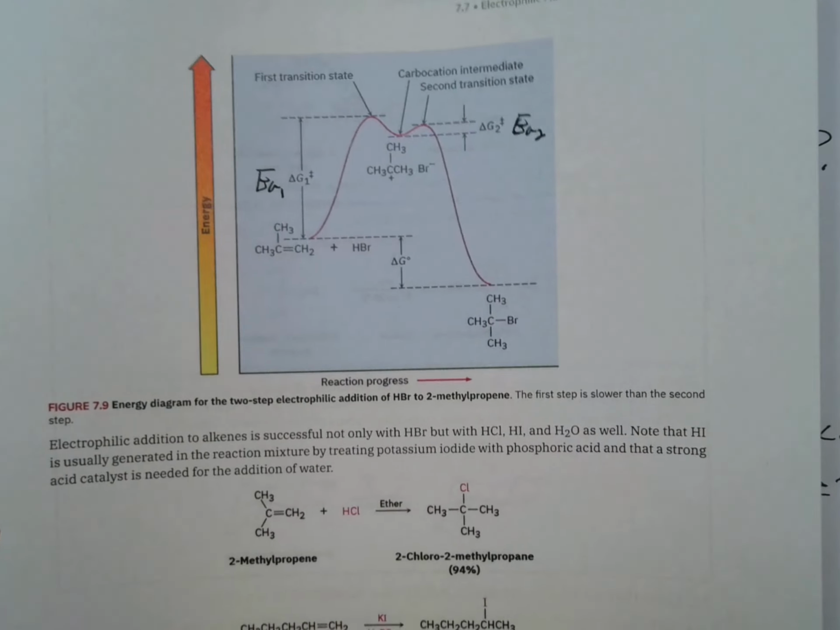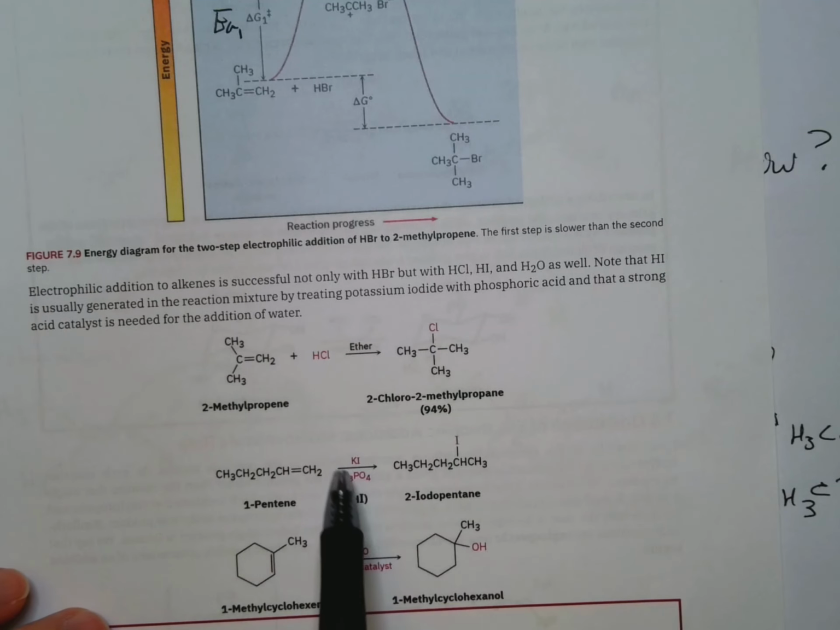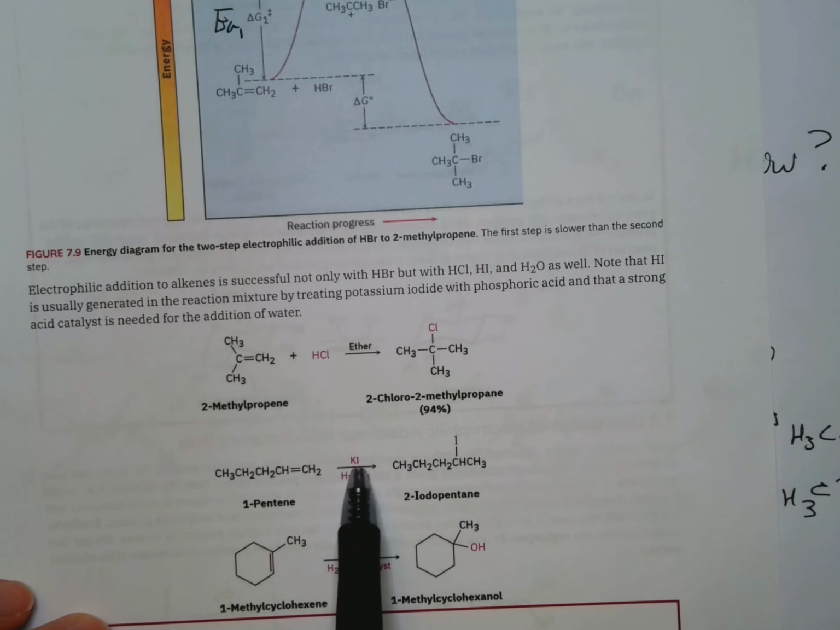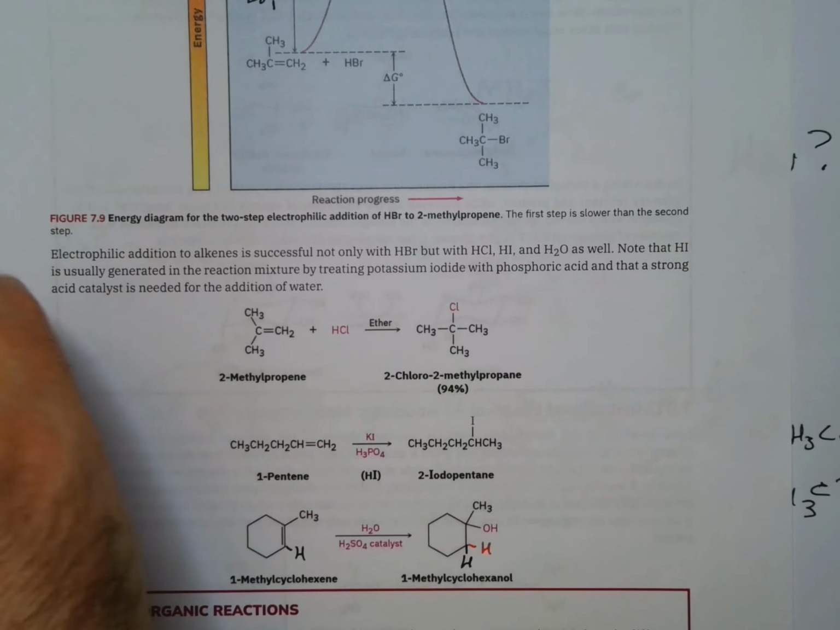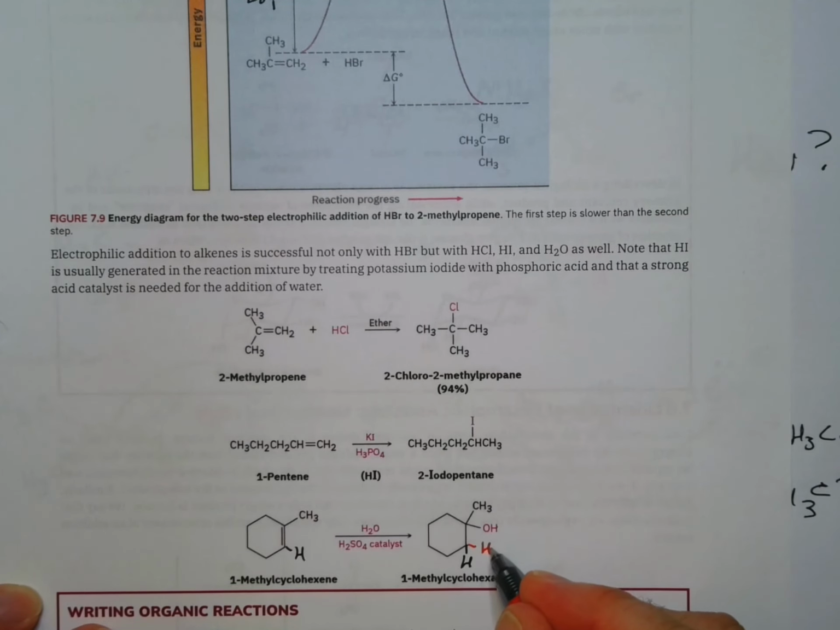Now we could add other things. We could add HCl. Instead of using HI, we could use this combination of KI and phosphoric acid. We could even add H2O, in the form of water and then an acid catalyst. And so we add OH on one side and then an H on the other side. So just to add in here, I'll have an H there, and here I started with one hydrogen, and so now I've got two. So I've added my OH and my H.